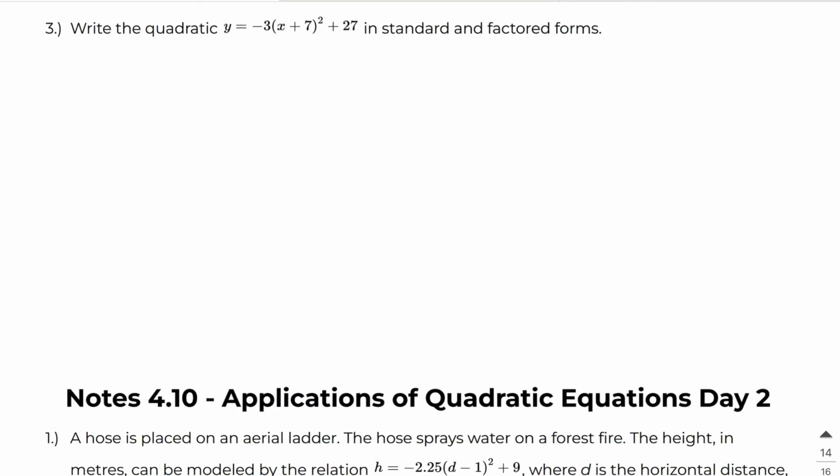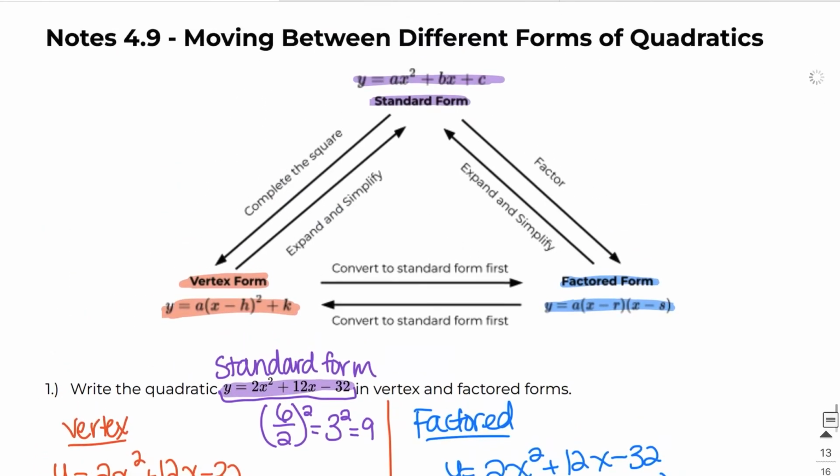All right, in our last example, we are given our equation here in vertex form, and we know it's in vertex form because of that x plus 7 quantity squared that we see here. So let's look and see what to do here. To go from vertex form to standard form, we have to expand and simplify. To go from vertex form to factored form, we have to convert to standard form first. So we're going to put everything in standard form first.